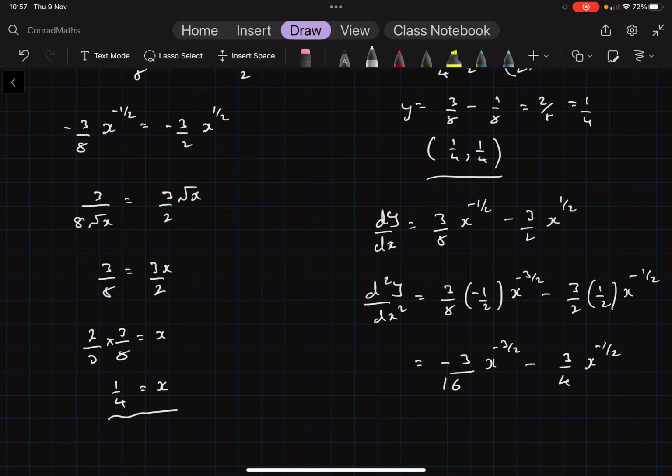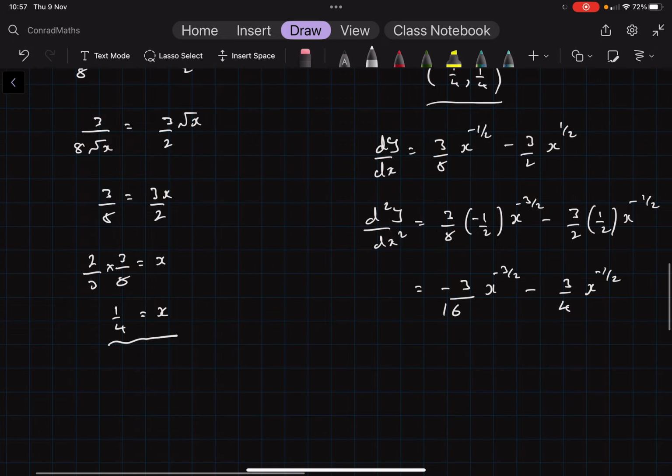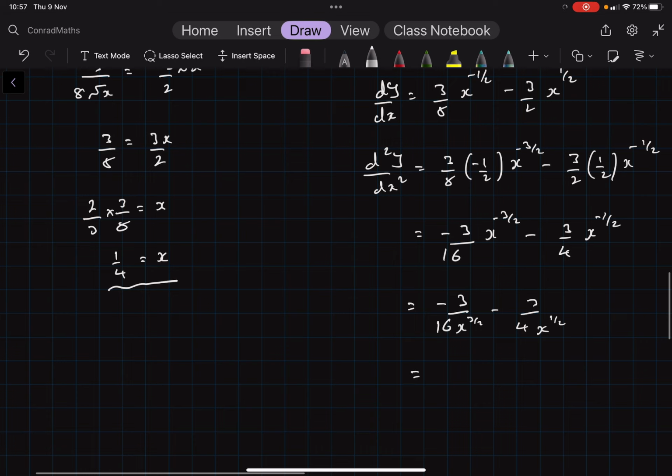We're going to put in the value of x is equal to 1/4, so I'm going to write it in terms of square roots actually. So x to the 3 over 2, minus 3 square root of x. No, I am going to do that. Let me just write it there. X to the half, which is negative 3/16 the square root of x cubed minus 3/4 the square root of x.